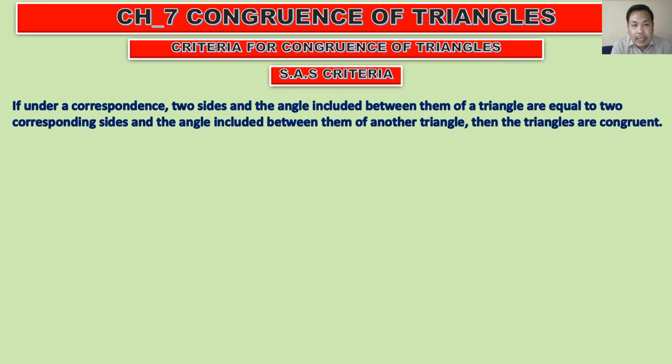So once again, if under a correspondence two sides and the angle included between them of a triangle are equal to two corresponding sides and the angle included between them of another triangle, then the triangles are congruent. The two triangles are said to be congruent under this criterion called SAS, meaning side angle side. Understand? Yes. So let us see some more examples here.